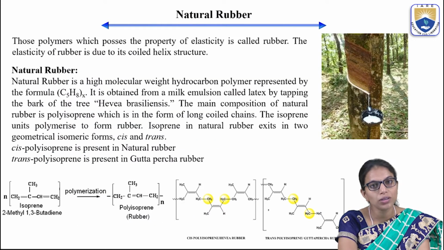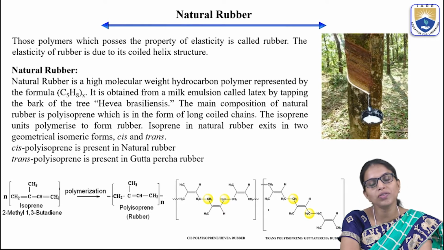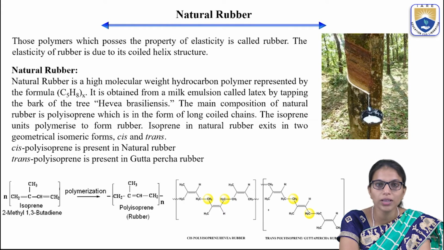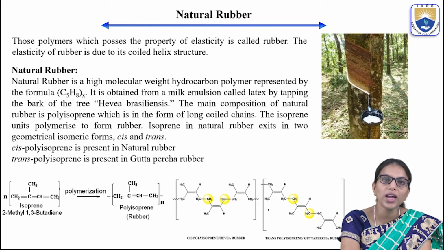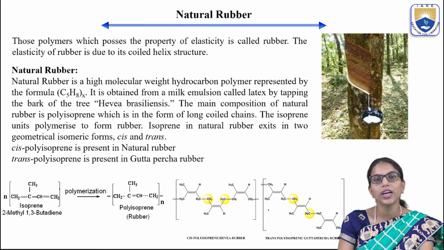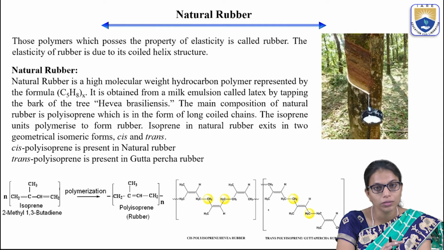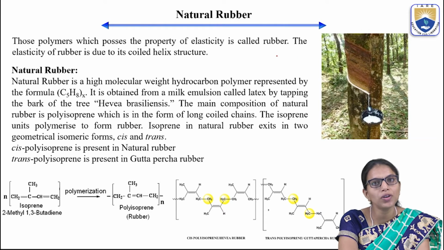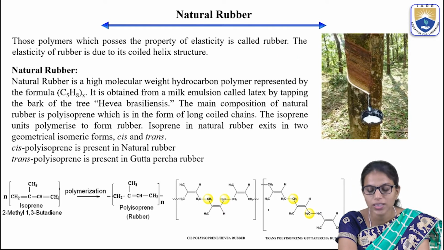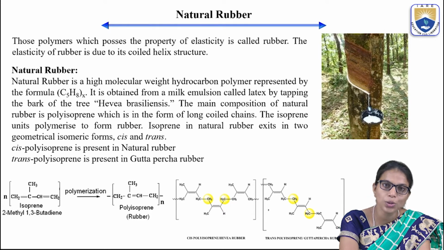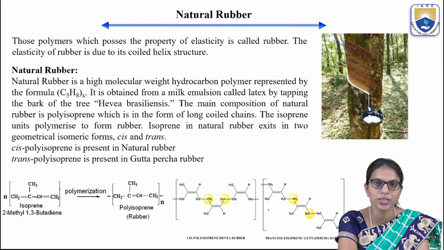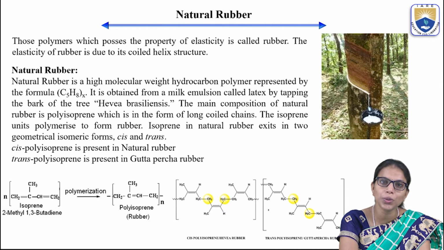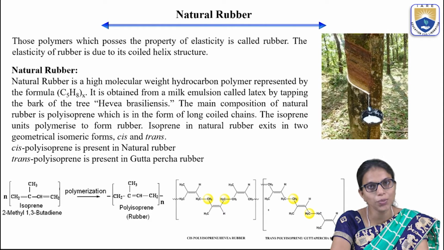Now coming to natural rubber. Before starting the meaning of natural rubber, first we should know the meaning of rubber. Rubber is any material which is a polymer and, apart from that polymer nature, it should also have the property of elasticity. The elasticity of rubber is due to its coiled helix structure. We will discuss later the meaning of coiled helix structure and how it gives the elasticity property.